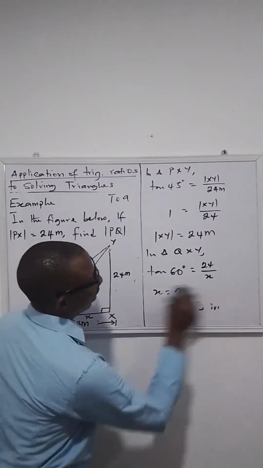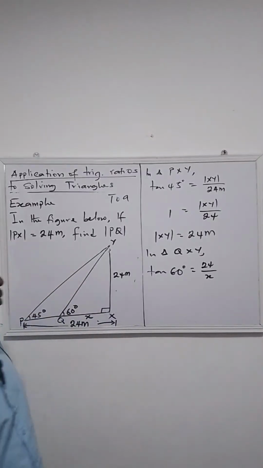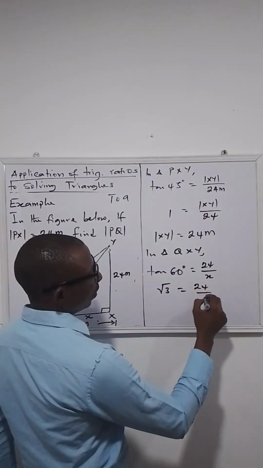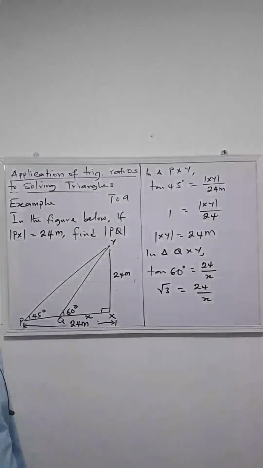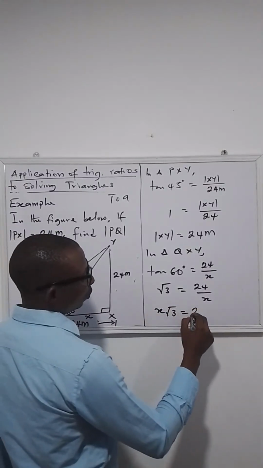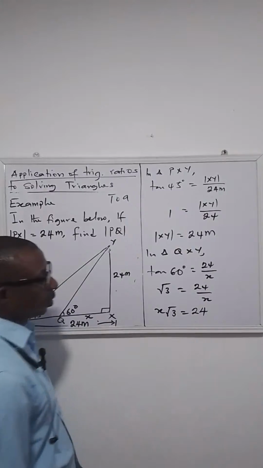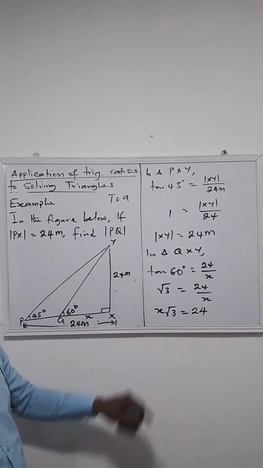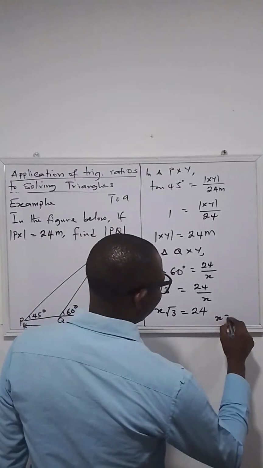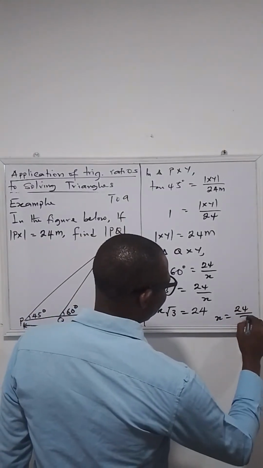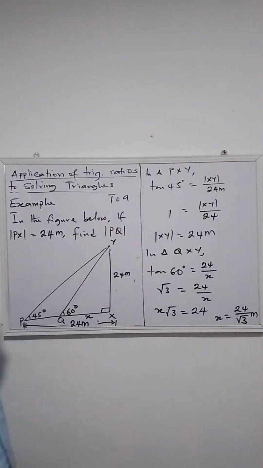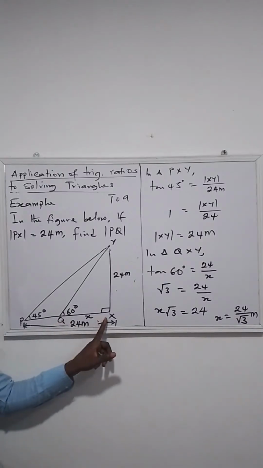So here now, we have square root of 3 equals 24 over x. You can cross multiply, so you have x square root of 3 equals 24. Here you divide both sides by square root of 3. So you have x equals 24 over square root of 3 meters. So that is going to give us QX.